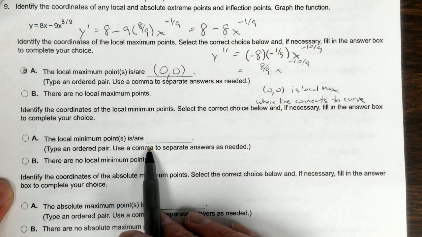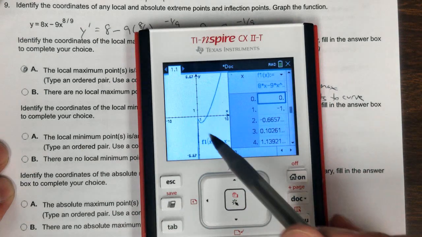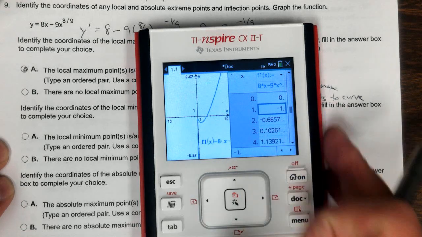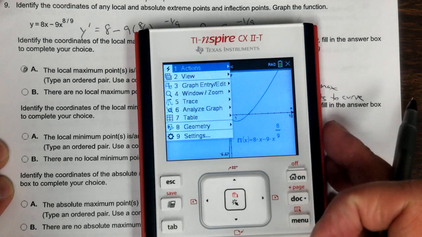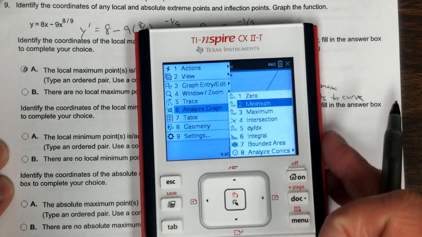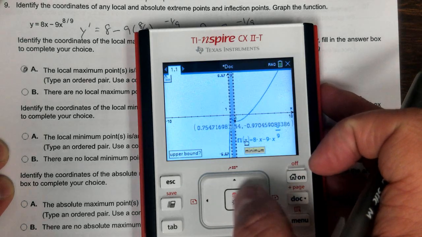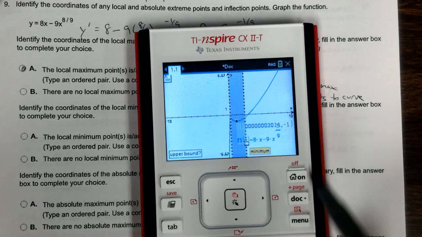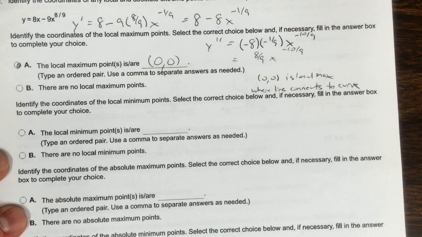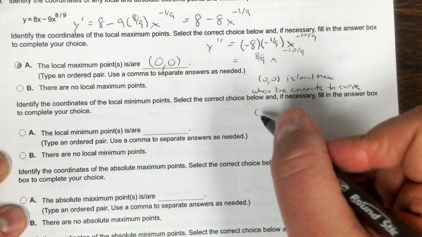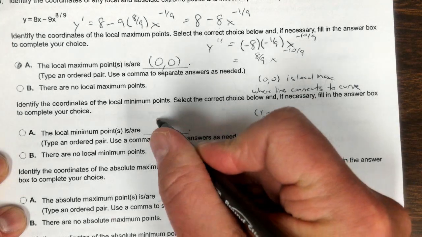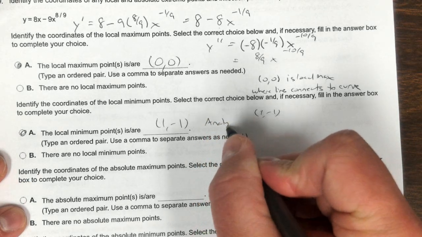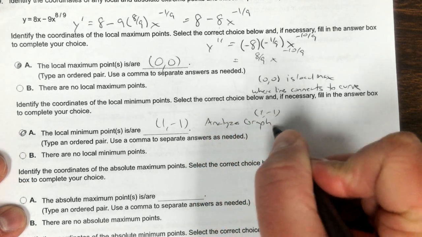And then local min would be right there. It's probably 1, negative 1. Let me just double check on the analyze. And it says 1, negative 1, so it is. So 1, well, I can just put it over here. 1, negative 1. Edit, analyze, graph, and min.